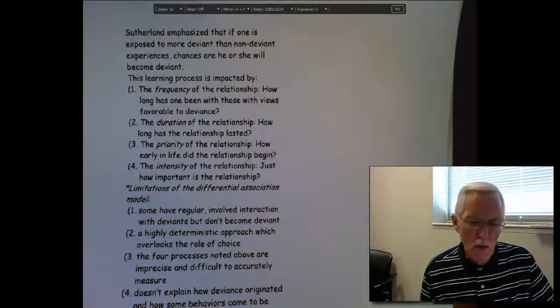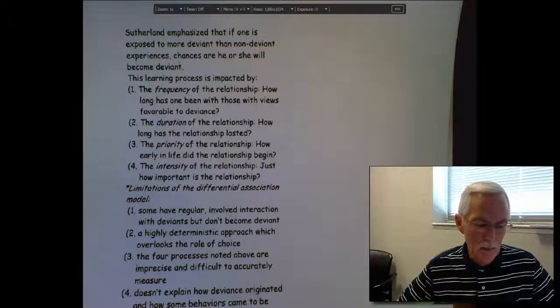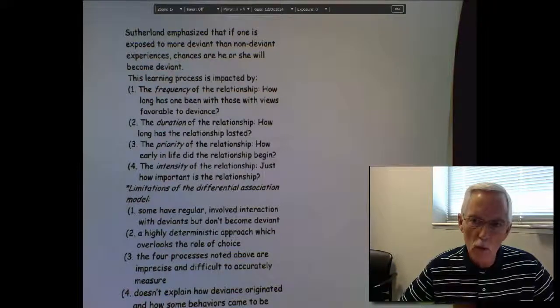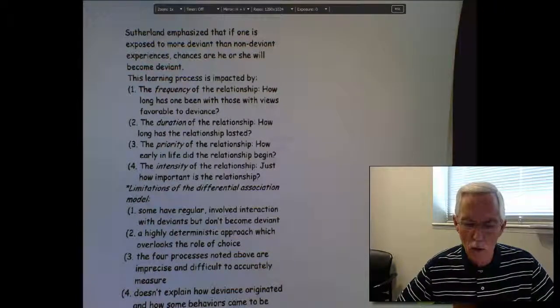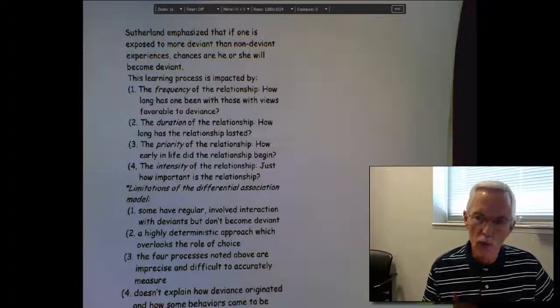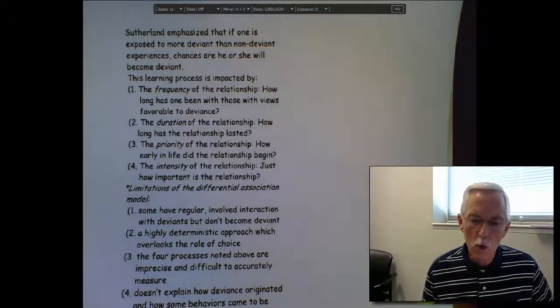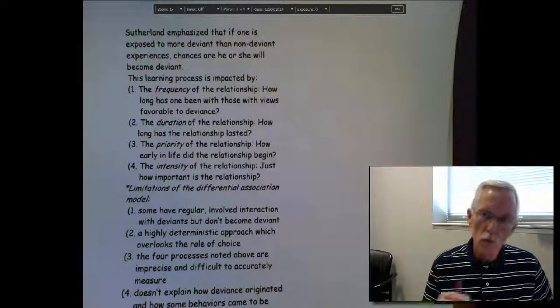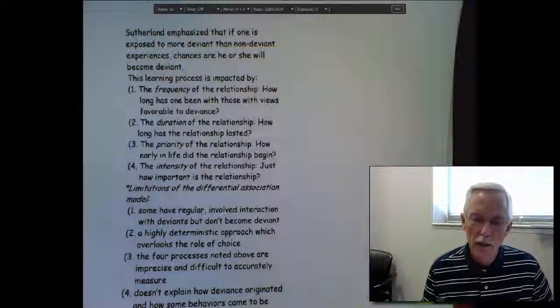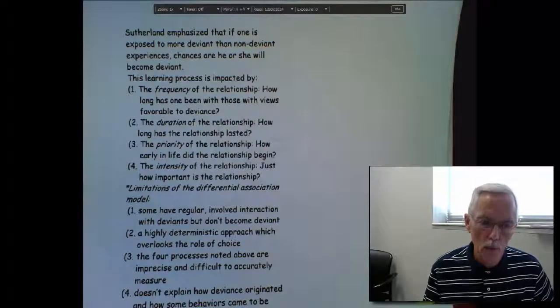I want to elaborate on the theory a bit more because that last statement I left with you, one becomes deviant because of an excess of definitions favorable to violating the law. If you want to put it in another way, the argument is this: the more that we are exposed to those breaking the law, to those committing deviance, the more apt we are to become deviant ourselves. So the theory simply states that interacting with people who break the rules, who view the rules as inconsequential, insignificant, that's going to socialize you and me to break the rules as well.